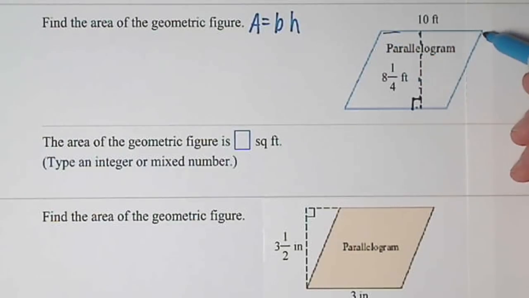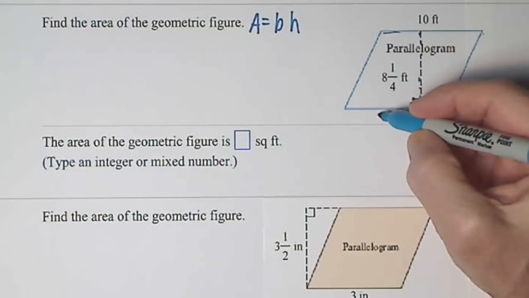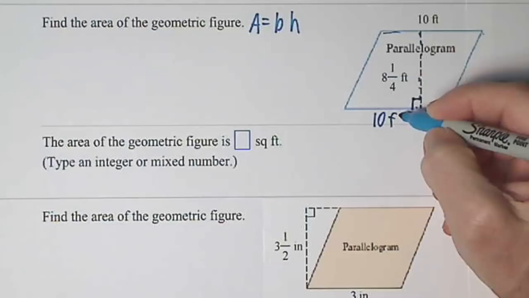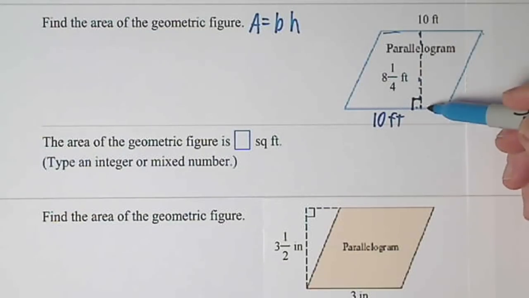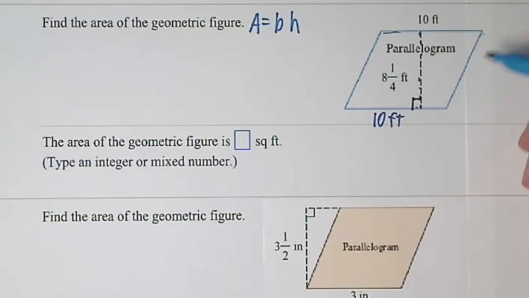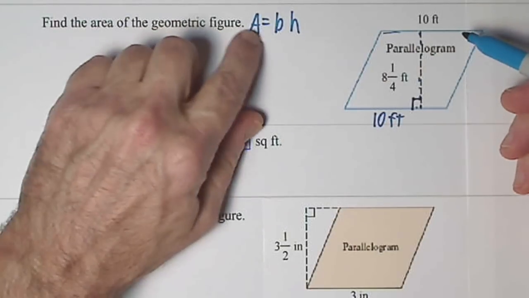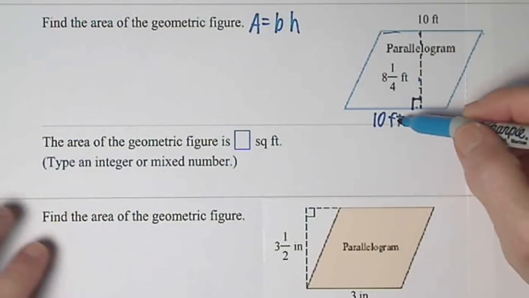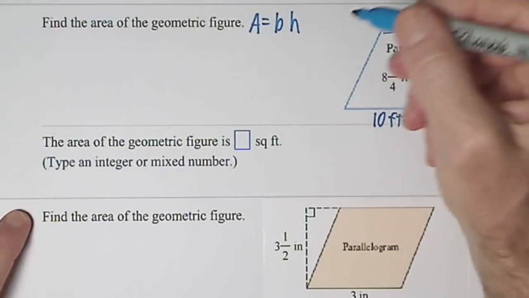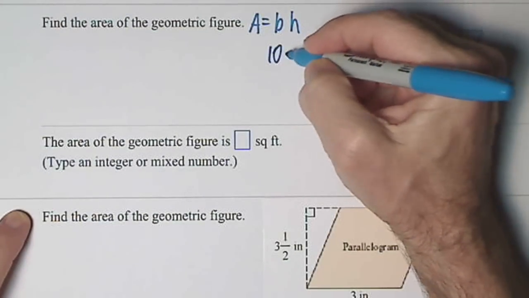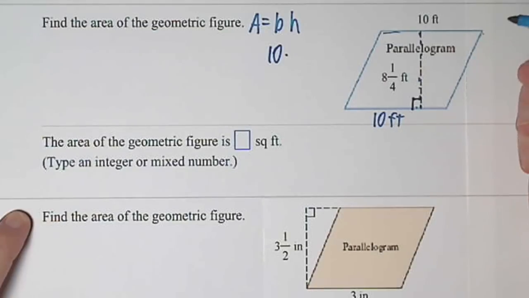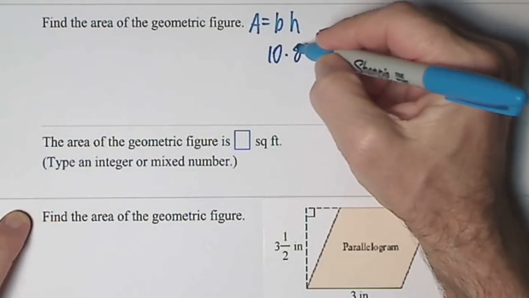If this is 10 feet, then you can assume that this is 10 feet, and we don't have to make a big deal about which one's actually the base, because they're the same. All right, so if area is simply base times height, all we have to do is plug in those values. So we have 10 times the height, which is 8 1/4 foot.